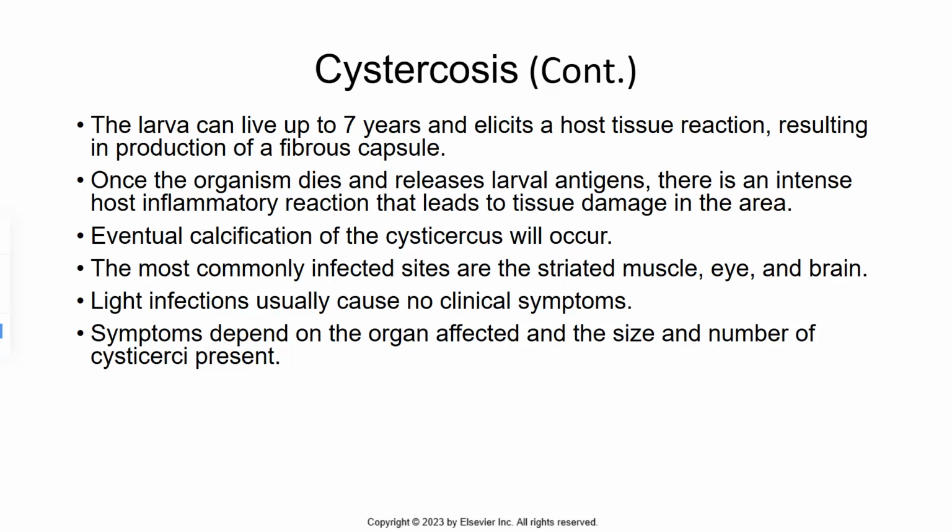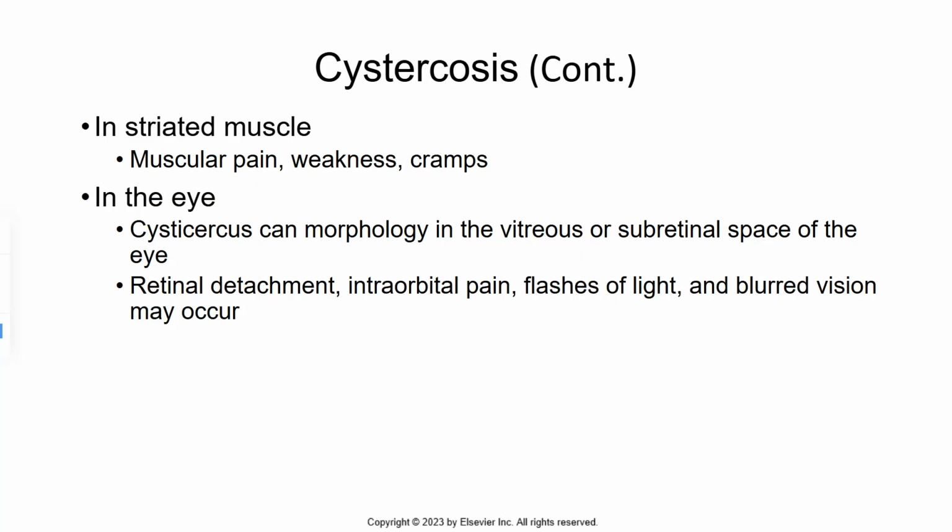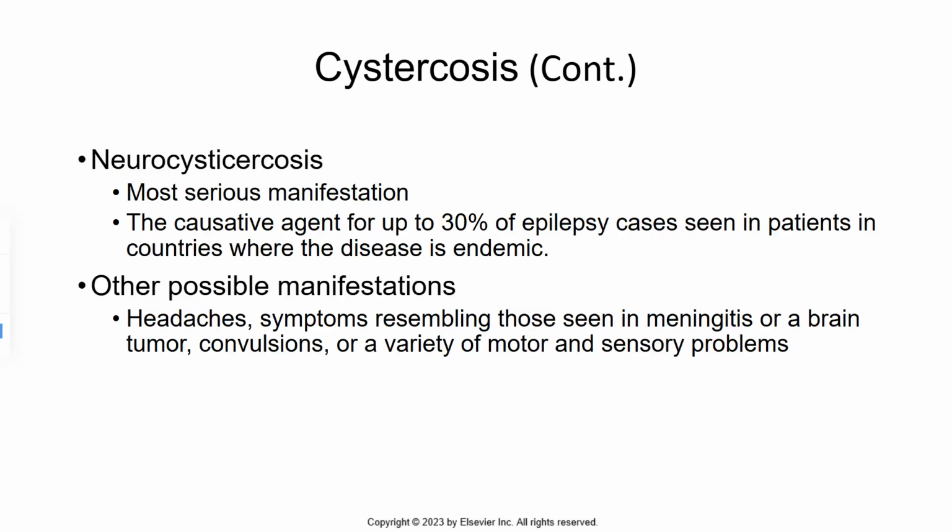The size and number of cysticerci present matter. In striated muscle: pain, weakness, cramps. In the eye, it can cause retinal detachment, eye pain, flashes of light, blurred vision. In the brain, this is the most serious manifestation, neurocysticercosis, the causative agent for up to 30% of epilepsy cases seen in patients in countries where the disease is endemic. Other possible manifestations: headaches, symptoms resembling those seen in meningitis or brain tumor, convulsions, or a variety of motor and sensory problems.